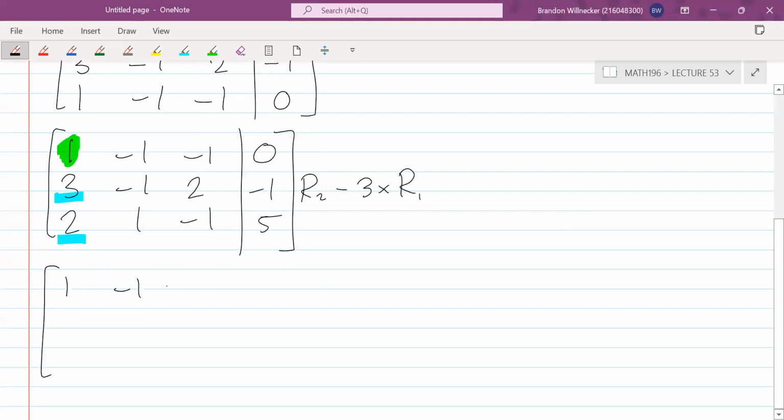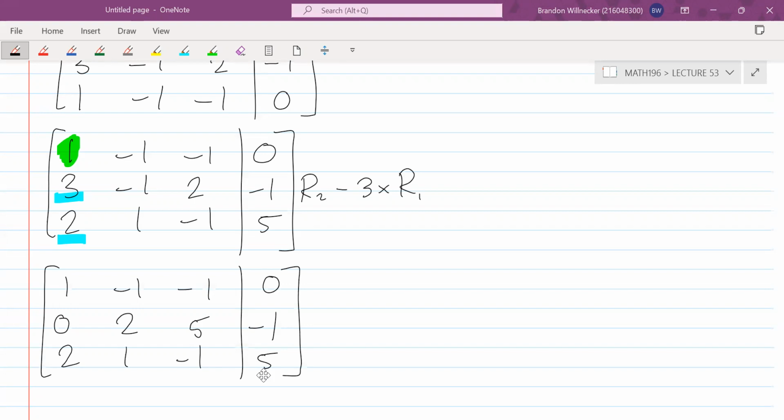So we get 1, -1, -1, and 0. Okay, then the 3 minus 3, that's 0. -1 minus 3 times -1, that's going to be a 2. And then a 2 minus 3 times -1, that's going to be a 5. And then -1 minus 3 times 0, that's still a -1. Okay, we haven't done anything to the last row, so that stays the same. 2, 1, -1, and 5.